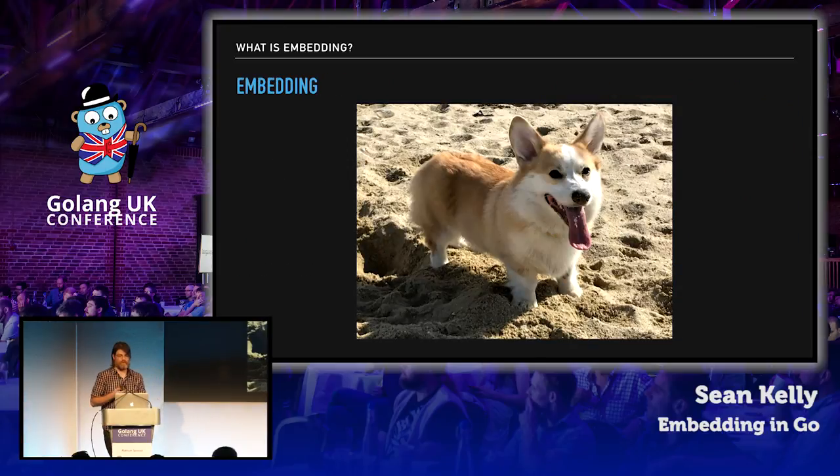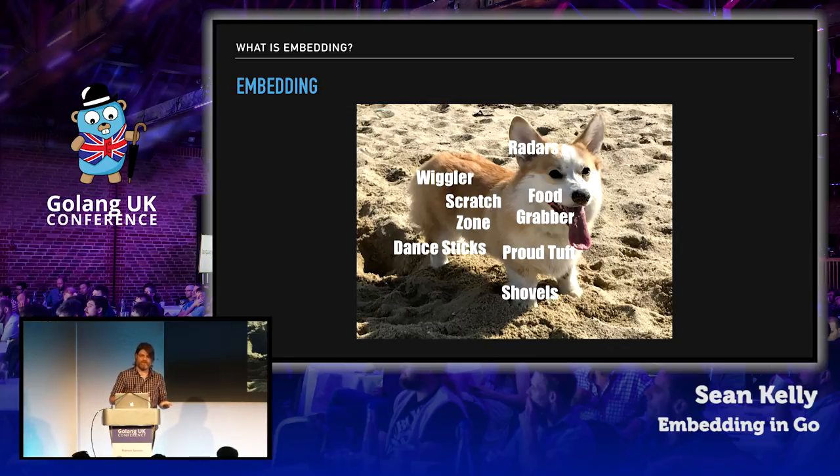Another way to describe the dog would be, I know it's a great picture, isn't it? It would be through embedding. And you could describe all the pieces of the dog. For example, it has a set of radar ears, it has a booty wiggler, it has a scratch zone, it's got some really nice dance sticks in the back, and it's got two really cool shovels in the front. There's a food grabber, and then a big poofy proud tuft in the chest, because that's an important part of the dog too. Neither of those are incorrect ways to describe a dog, but they're just different based on the use of that dog, based on the use of what you're trying to do. And you could even see them as complementary in some ways, because you could take a look at that taxonomy chain, and you could say a Canis lupus that has domesticated behaviors embedded into it becomes a Canis lupus familiaris.